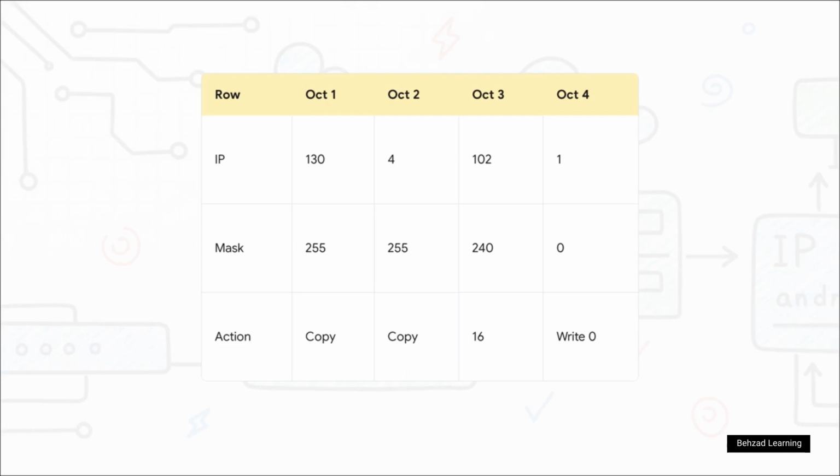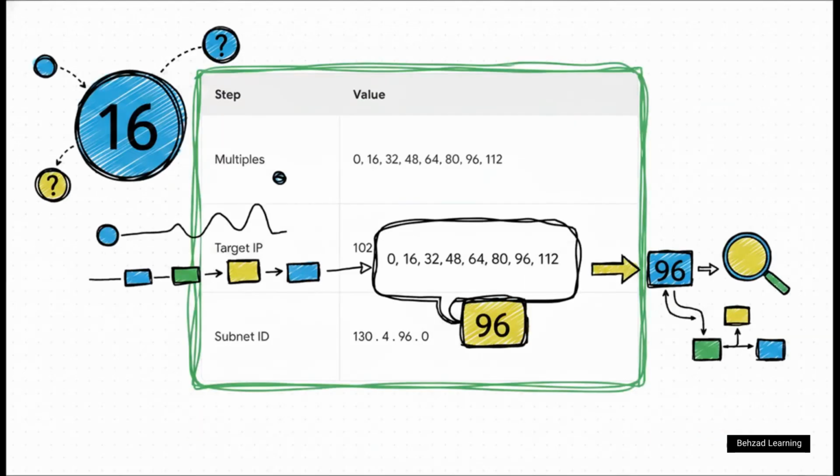So you take our anchor number, 256, you subtract the mask value of 240, and we get 16. That 16 is our magic number. As for the rest, we just copy the 130 and the 4 because their masks were 255, and write a 0 at the end since that mask was 0. The only real math we even had to do was 256 minus 240. So how exactly do we use that magic number of 16?